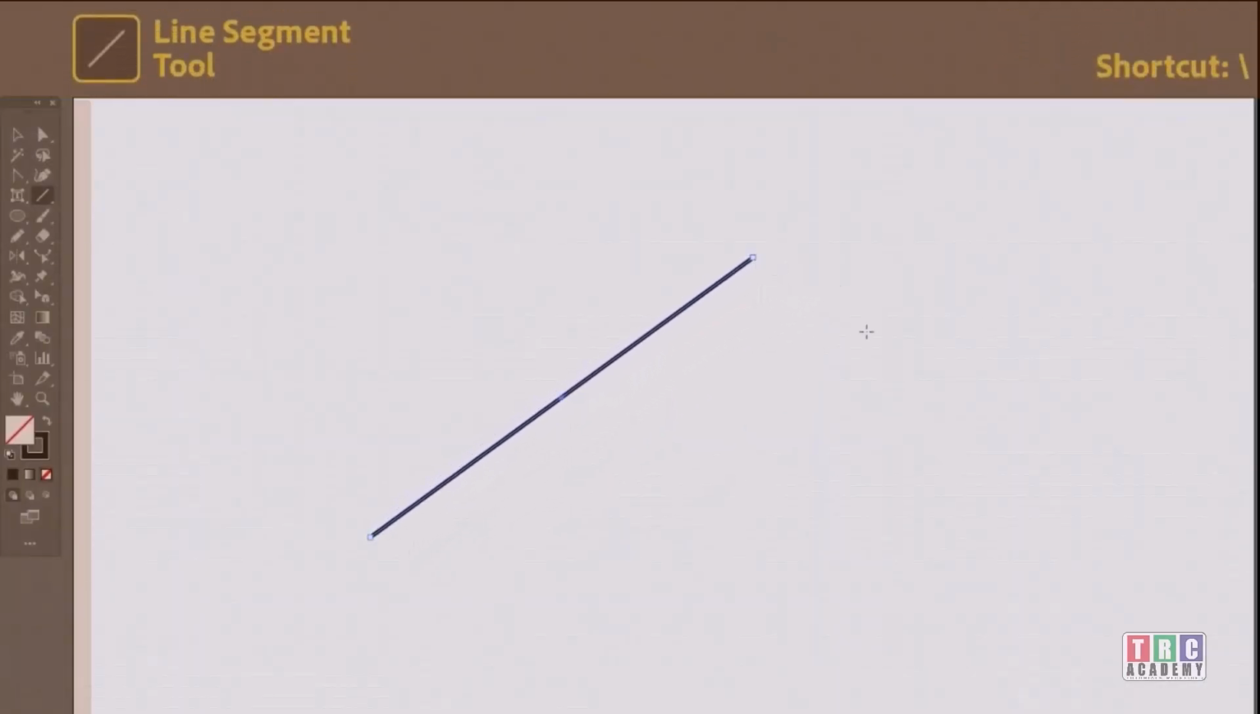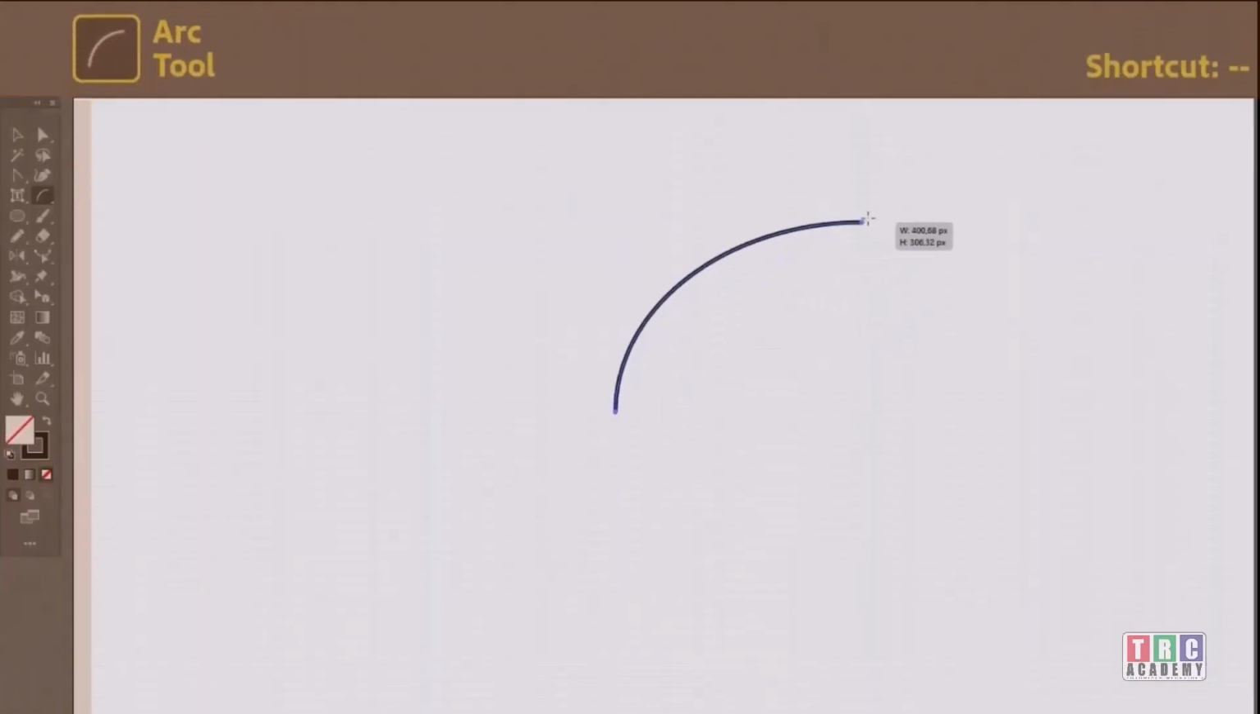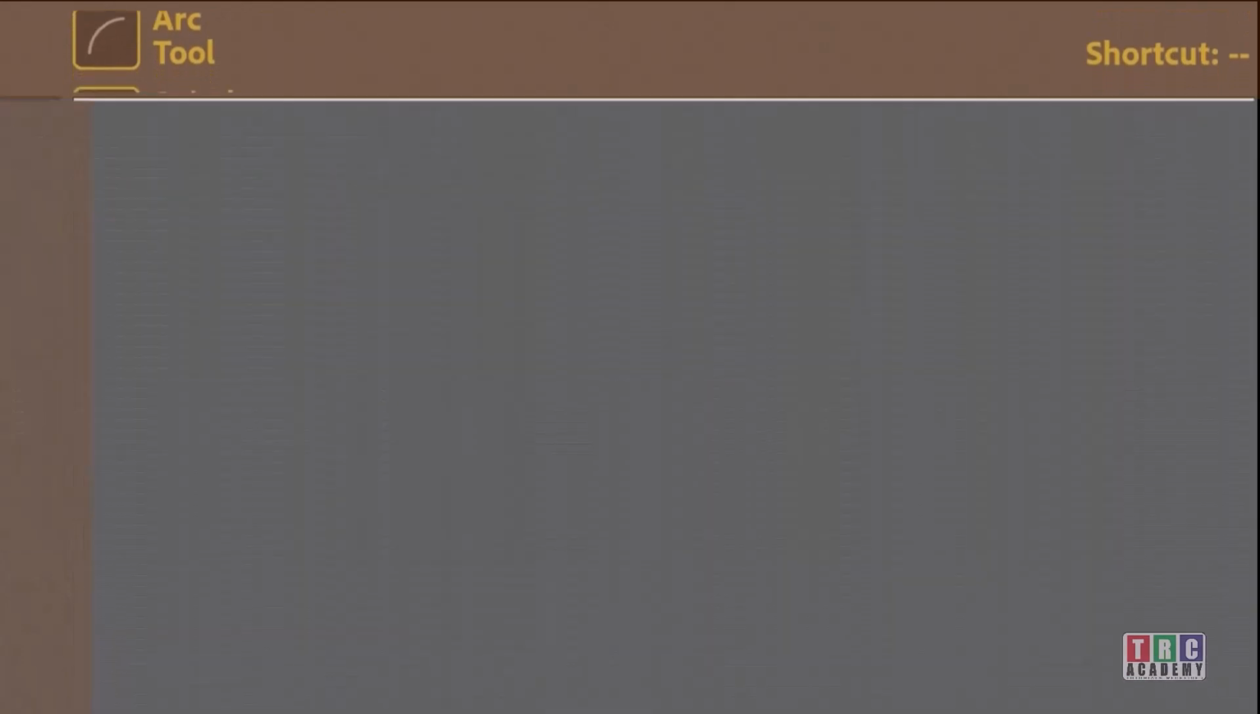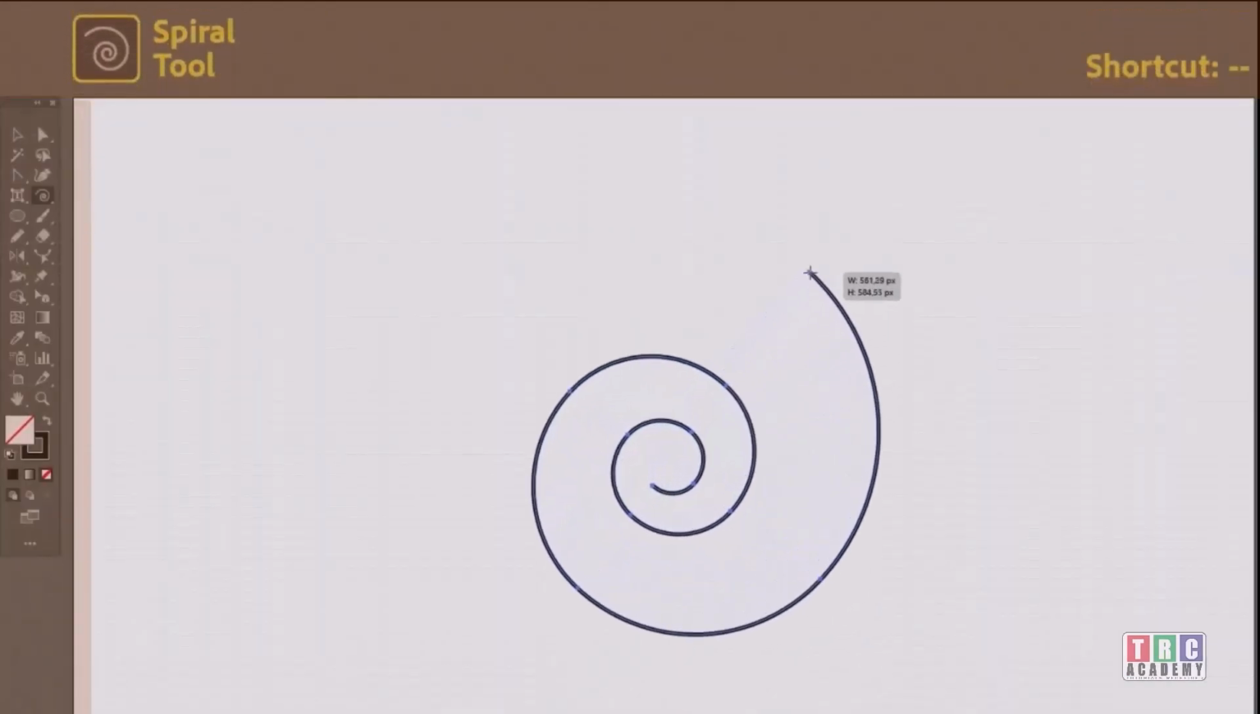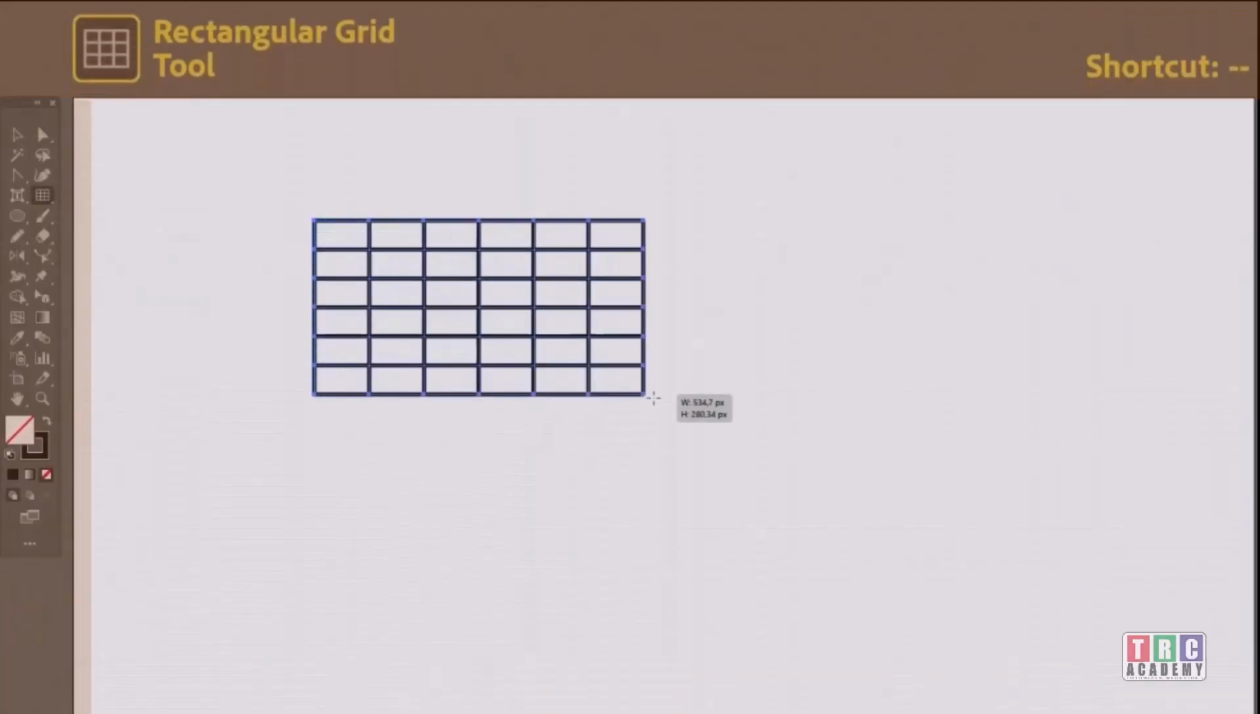Line segment tool is to create a line. Arc tool is to create an arc. You can adjust its position anywhere you want. And spiral tool is you can create a spiral by adjusting the up and down arrow. You can just adjust the parameters of it.